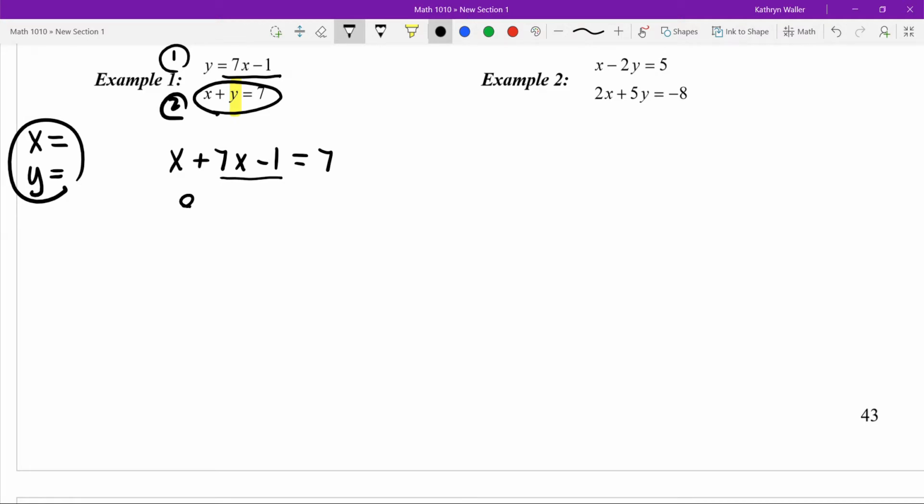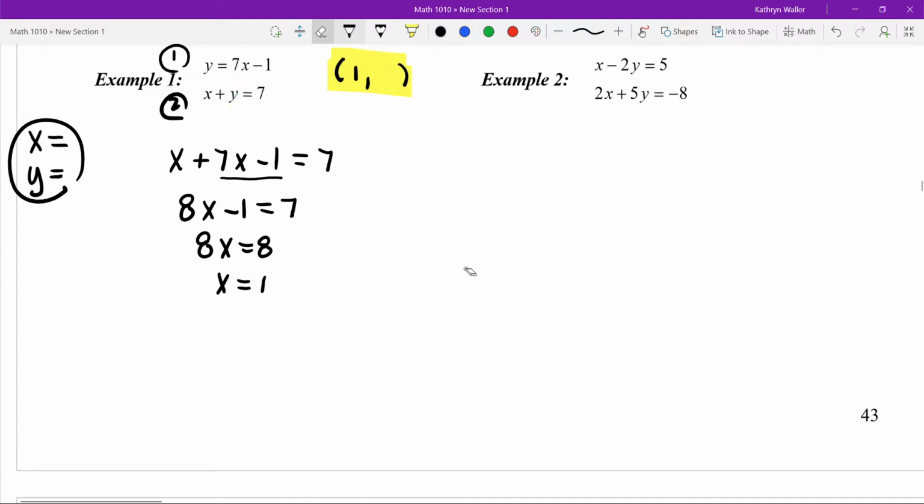1x plus 7x is 8x minus 1 equals 7. Move your 1 over. 8x equals 8. Divide by 8, and I get x equals 1. You're going to write your answer as an ordered pair, 1 comma something. The 1 comes first because it's the x. The x comes first. Now, when you do this, you can plug it into either equation.